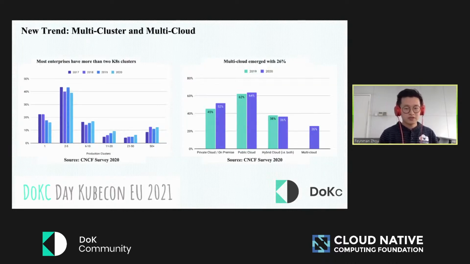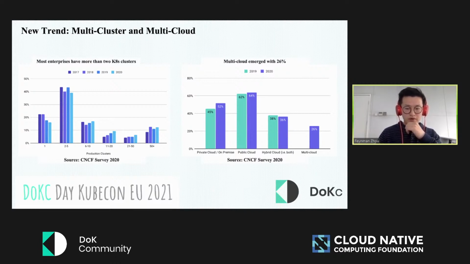Okay, at first, let's take a look at some statistics. Has anyone noticed the report from CNCF Survey 2020? As you can see from these two bar charts, you can easily find some notable trends. Most enterprises have more than 2 Kubernetes clusters in production. It demonstrates that one Kubernetes cluster doesn't address all your needs. Let's move into the second graph. All right, you can find that multi-cloud strategy has emerged with 26%.